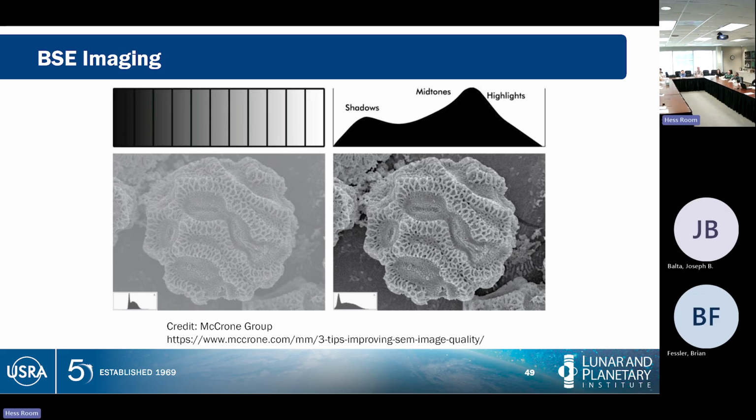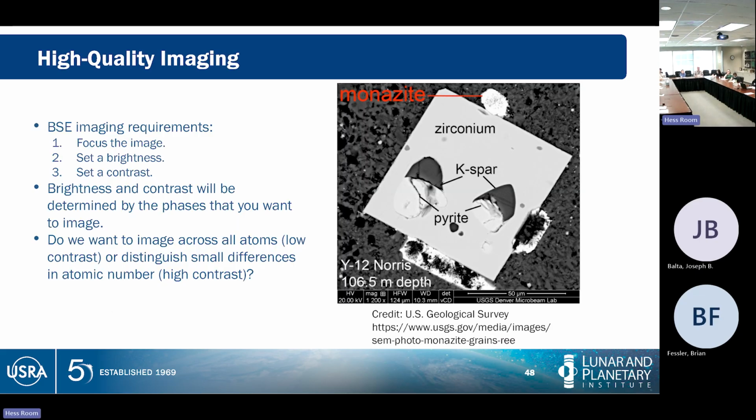But if I instead pick a specific range of contrast, I can bring out a feature. If I do that, then everything that is high mass might be indistinguishable. So on this one, if I narrow down to be able to see my feldspars, then the pyrite and the monazite and the zircon, all these high mass things, will all just wash out and be indistinguishable. So contrast is what's going to allow me to select which range of materials I want to see and focus on in my image.